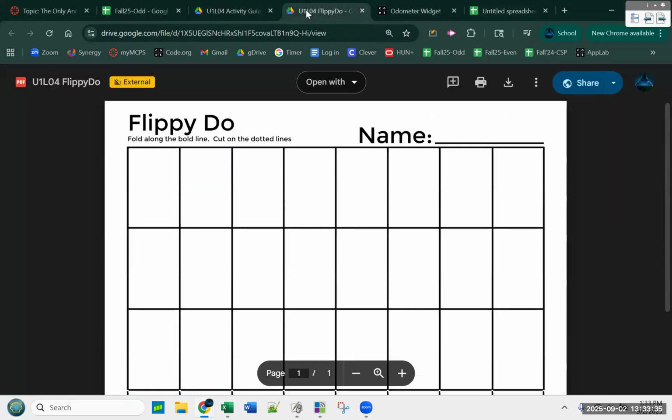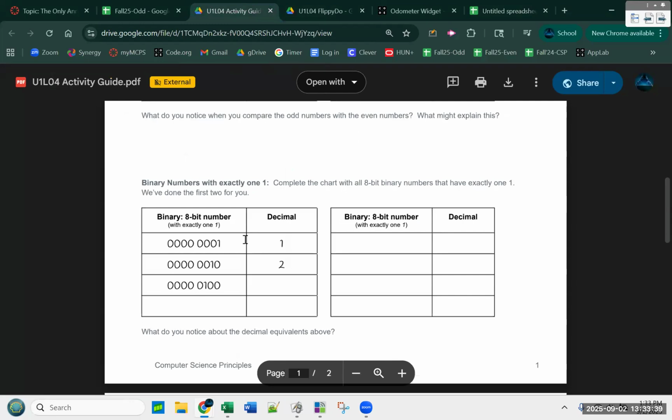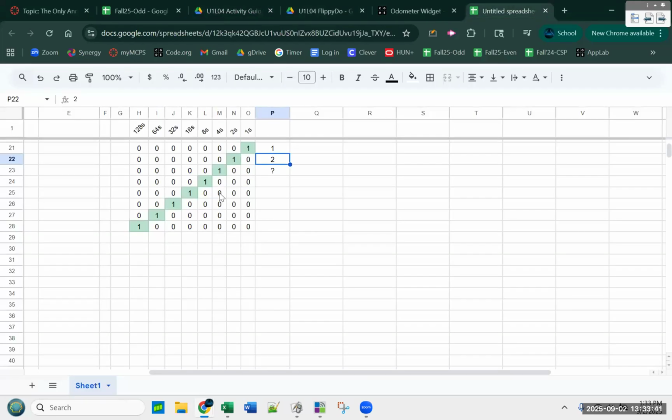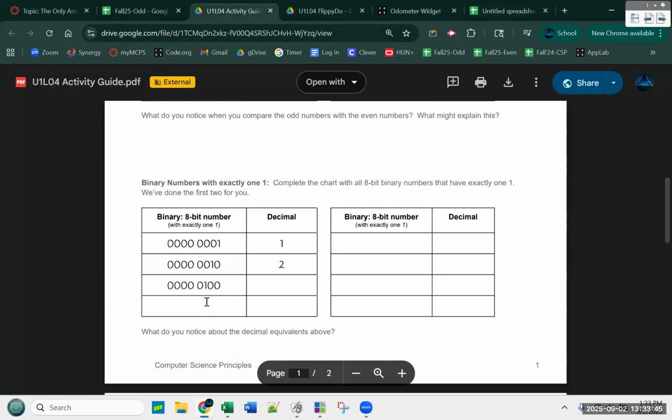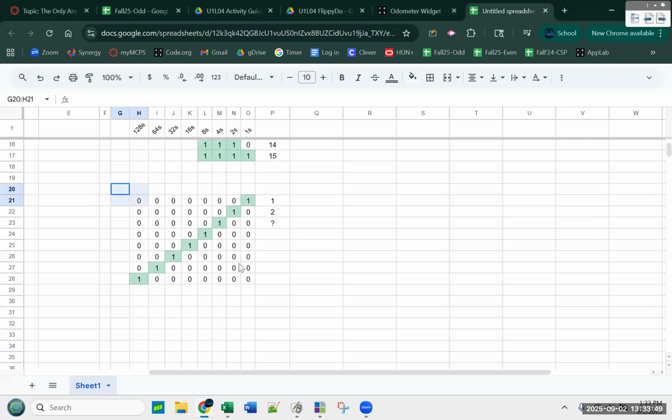All right, so this one should be super easy. I mean, you could fill it out here in 2 seconds. The 8 different ways that there could be a single 1 in an 8-bit number are these, and the values are all just the value of that column. Because that's all you get. You get 1 of the value of whatever column it's in.